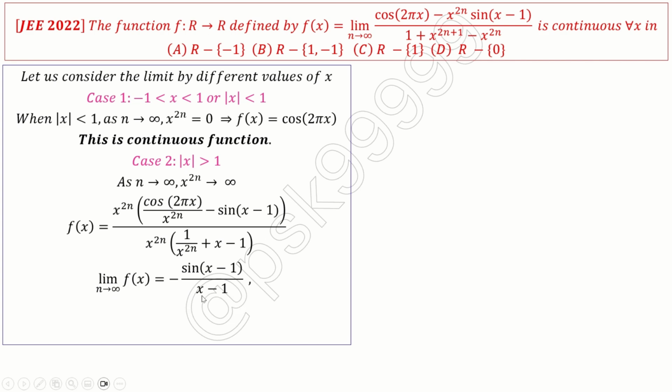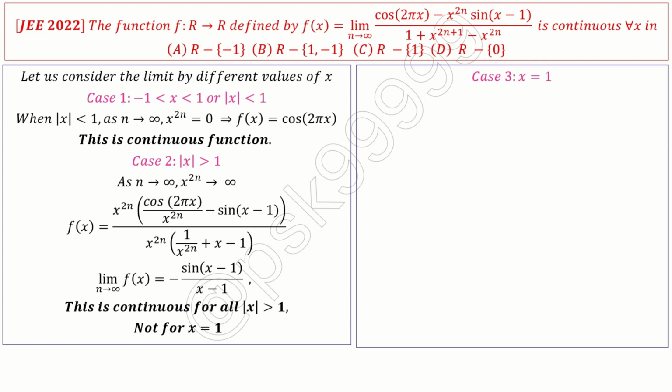Since x is not equal to 1 in this case, this limit always exists, because x is not equal to 1. Okay, here x is greater than 1. So this is also continuous for all modulus x greater than 1. And definitely not for x equal to 1, because that is not part of this domain. That comes next. So now take the remaining two cases, which are x equal to 1 and x equal to -1. Correct?